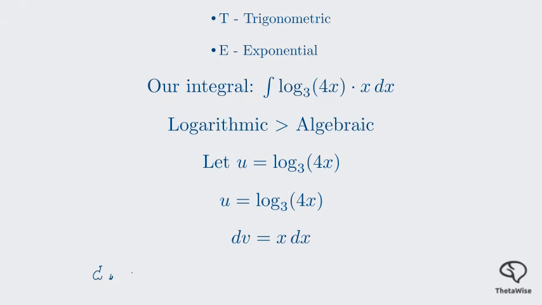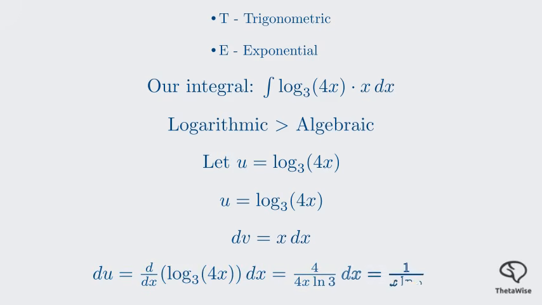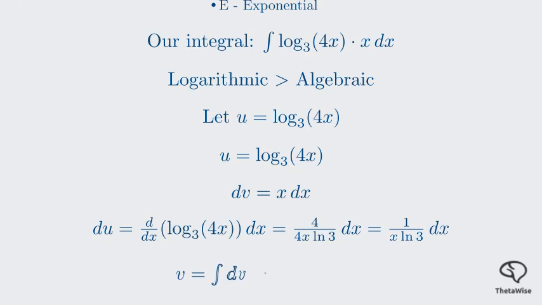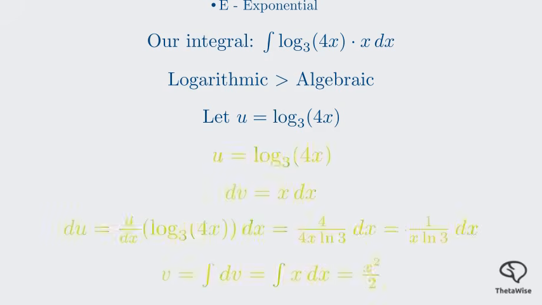To find du, we differentiate log base 3 of 4x. The derivative of log base b of f(x) is f prime of x over f(x) ln b. So du is 4 over 4x ln 3 dx, which simplifies to 1 over x ln 3 dx. To find v, we integrate x dx using the power rule. The integral of x is x squared over 2. We now have all 4 parts of our formula.